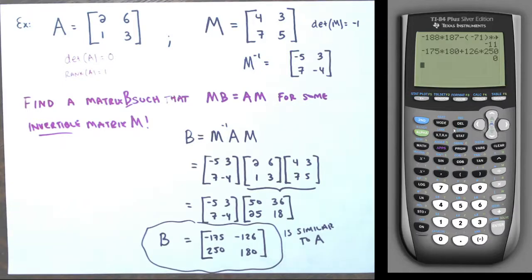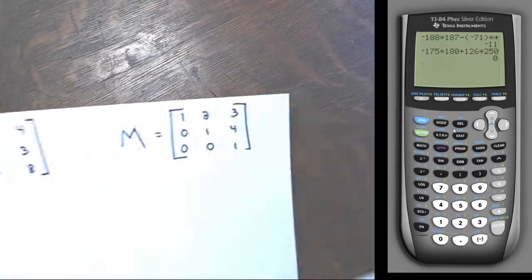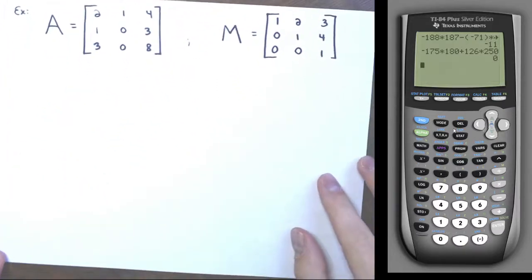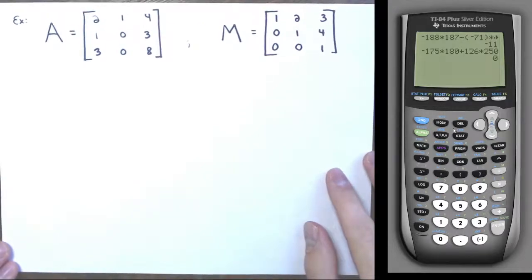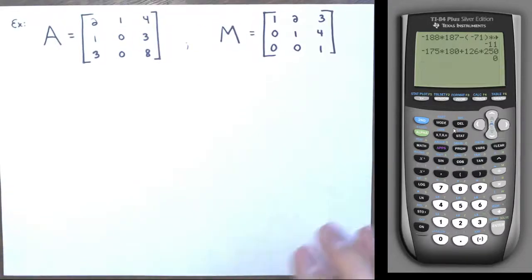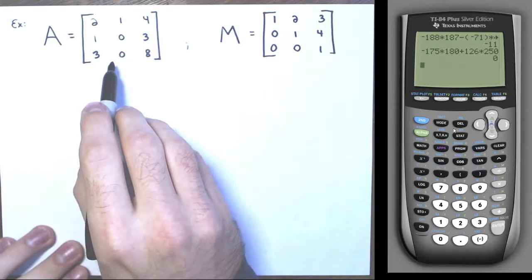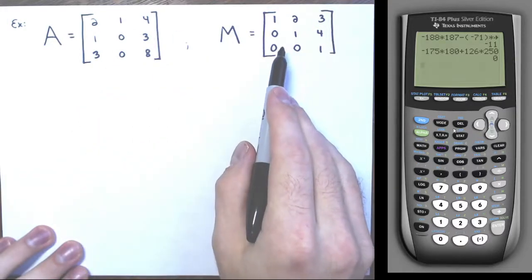All right, so I've got one more here. All right, one more. This time with a 3x3. This time I'll just punch things in the calculator. It's been a little slow, but I'll pause the recording to enter some things. So again, here's matrix A. And I'm asked to use this matrix.